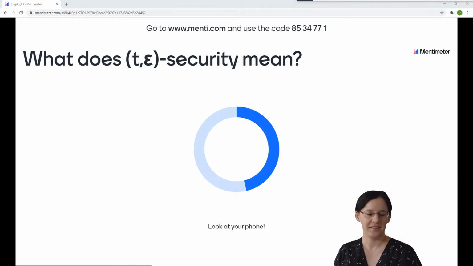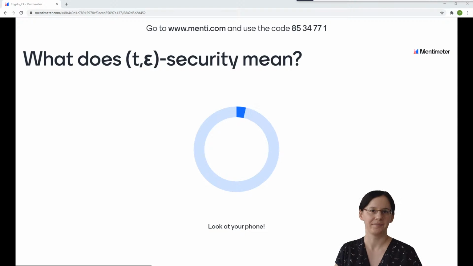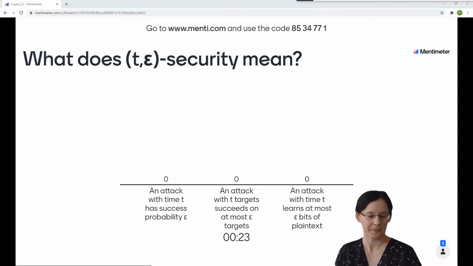What does T epsilon security mean? Does it mean that an attack with time t has success probability epsilon, or an attack with t targets succeeds at most epsilon of these targets, or an attack with t time learns at most epsilon bits of the plaintext?